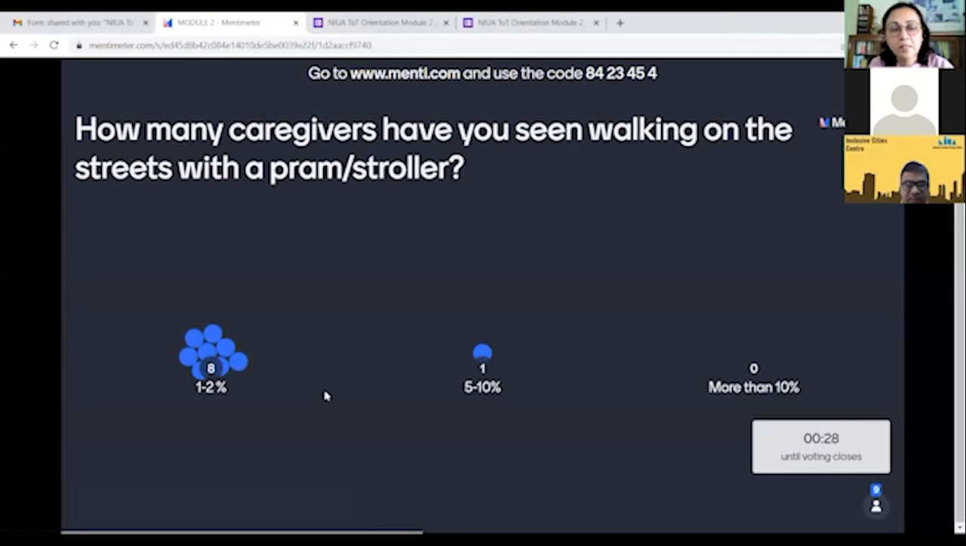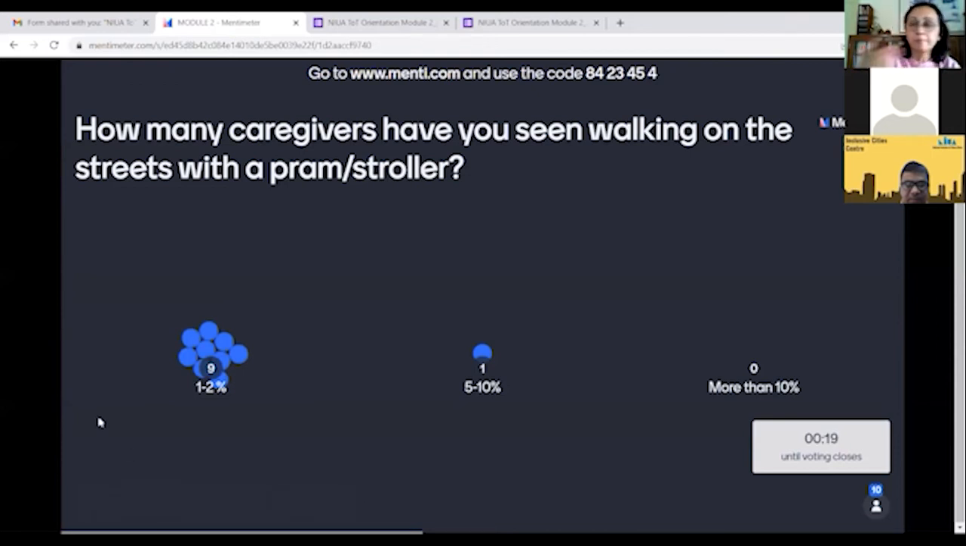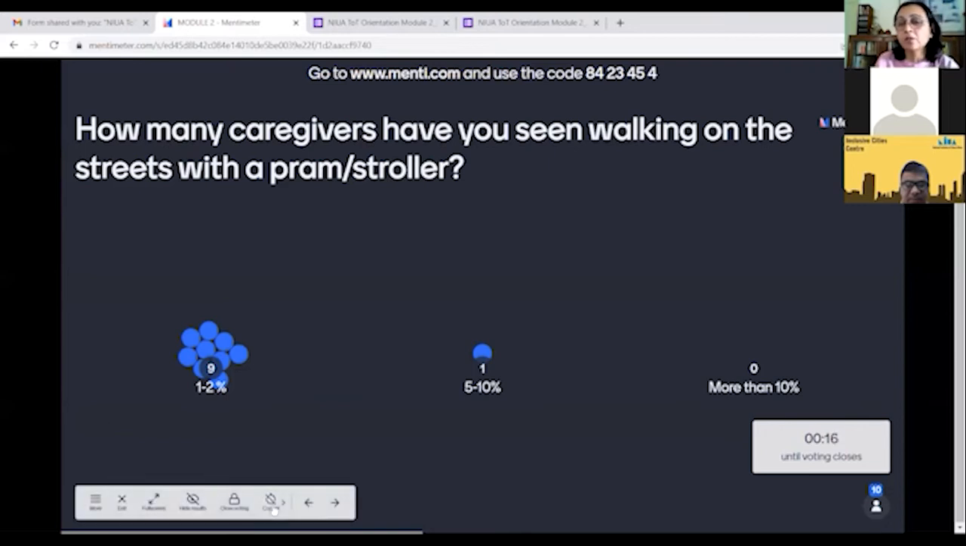So we can see that very few of us have actually seen people, caregivers, parents, going around with a pram and carrying their children in the pram in the cities. While the voting closes, I would like all of you, or any one of you, to unmute and just discuss.